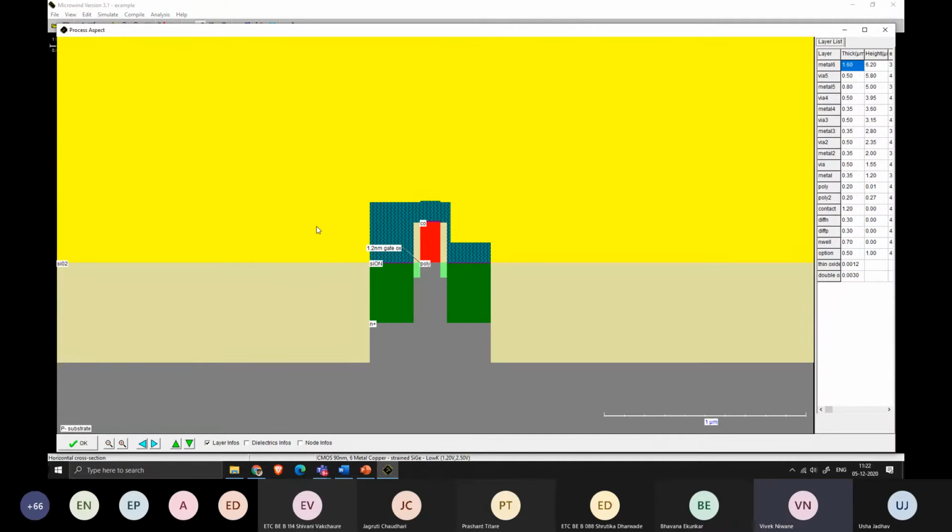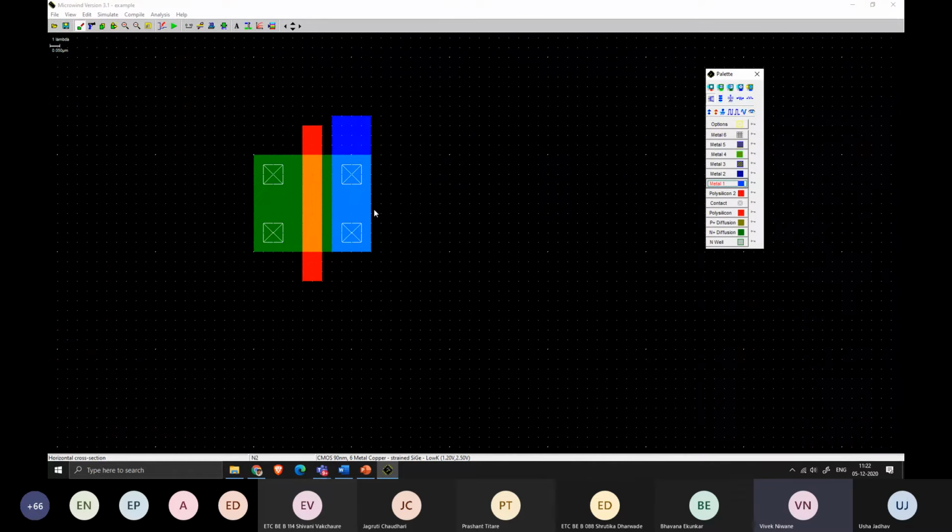Okay. Let us not discuss this one. It will require much more discussion in detail. Fine. So this looks like the top view which we discussed in the starting of the session.